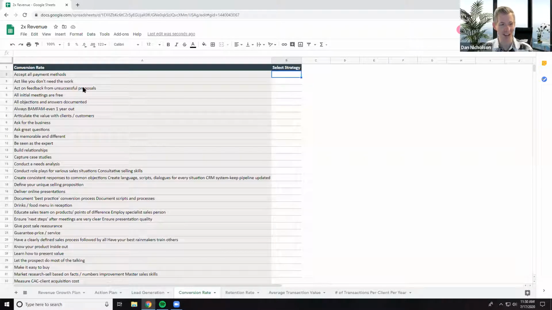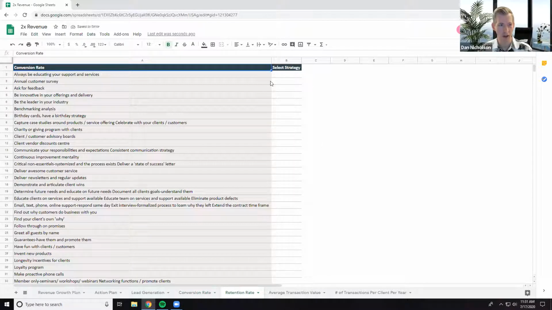This one, also funny: accept all payment methods. Some people, you're just turning away money because you're making it really difficult. This isn't necessarily one I'm a huge fan of, but sort of the lean back strategy. The list is comprehensive. But pick a few conversion rate strategies, retention, annual customer survey, for example.